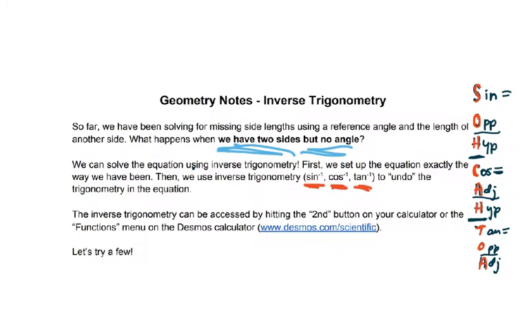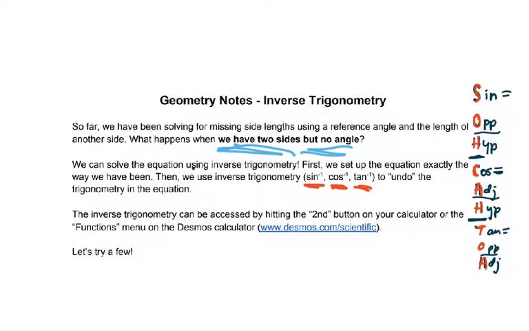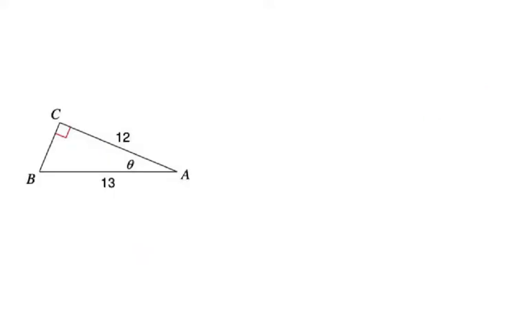The way we find these, we can either use second on our phone calculator, or if you're watching this video at home, I strongly recommend you do it on the Desmos calculator. There's nothing funky you have to do. You can type it in exactly like this. The inverse functions are found on the functions menu in that calculator. I wish I could record that at the same time, but unfortunately on the iPad I cannot. So we're just going to go with it.